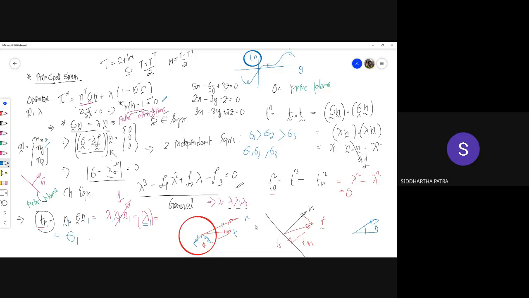Now we have learned that there are three eigenvalues, three principal stresses, and three principal directions or eigenvectors. So n1, n2, and n3. But we do not know whether n1, n2, and n3 are normal to one another. That means they are, of course, the unit normals, but we do not know whether they are orthogonal.